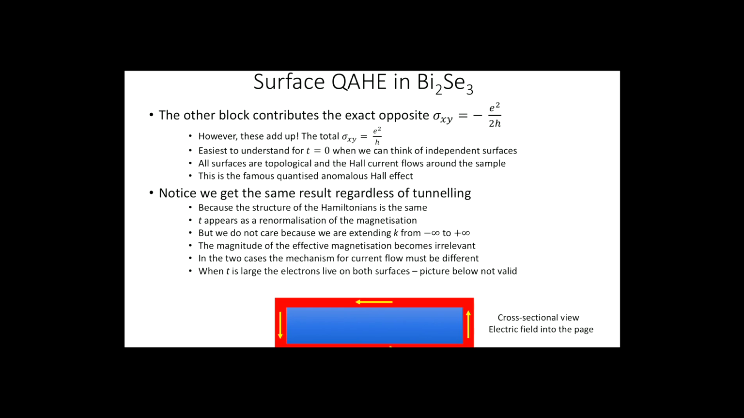And the interesting thing, which is something that I've been racking my brains over for the last 2 or 3 days, how to present this, right? Just think about it. So you get the same answer, but the mechanism cannot possibly be the same, right? For two independent surfaces, this makes sense, right? But when you get tunneling between the surfaces, obviously this picture makes no sense because the electrons live on both surfaces, right? So you can think of a current from one block and a current from the other block, and they add up, but the mechanism for current flow within the sample has to be different.